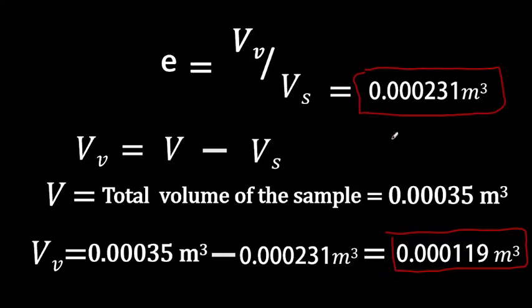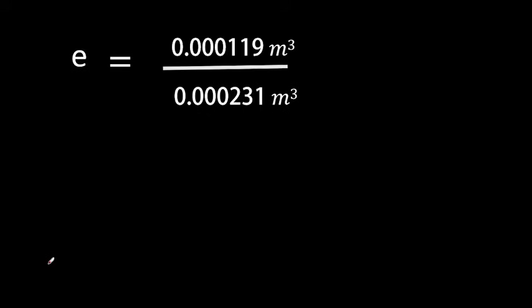So now we have the value for the volume of void and the volume of solids. Let's plug the values into the formula for void ratio and calculate it. Then, dividing using our calculator, we have 0.515 as the void ratio. So this is the void ratio.